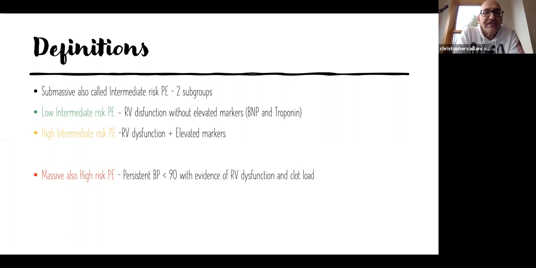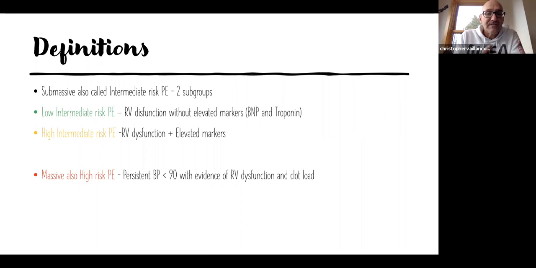Let's talk a little bit about the definitions. The definitions keep changing all the time. Some people are using more the nomenclature of low risk, intermediate risk, and high risk. Intermediate risk being the submassive and high risk being massive. So the low risk, you don't really have anything to worry about. The small segmental PEs, 99% of them will do just fine. And Rachel will talk a little bit about the management of those patients. The ones that we're a little bit more concerned about are the intermediate risk patients, or the submassive.